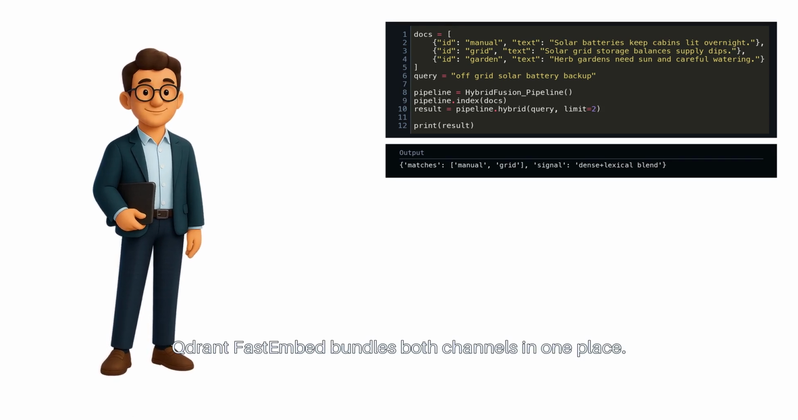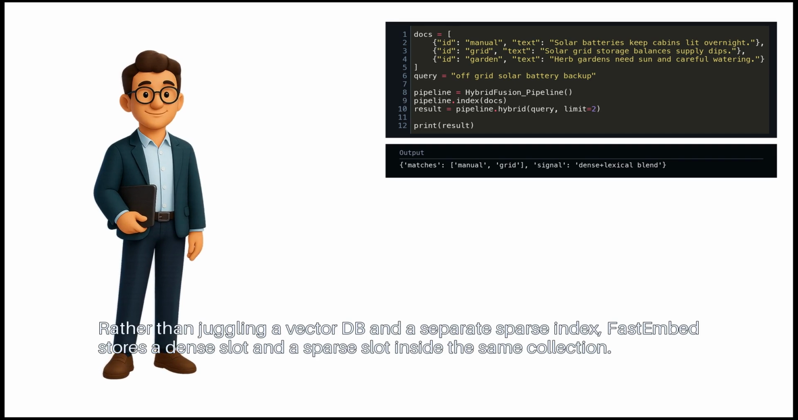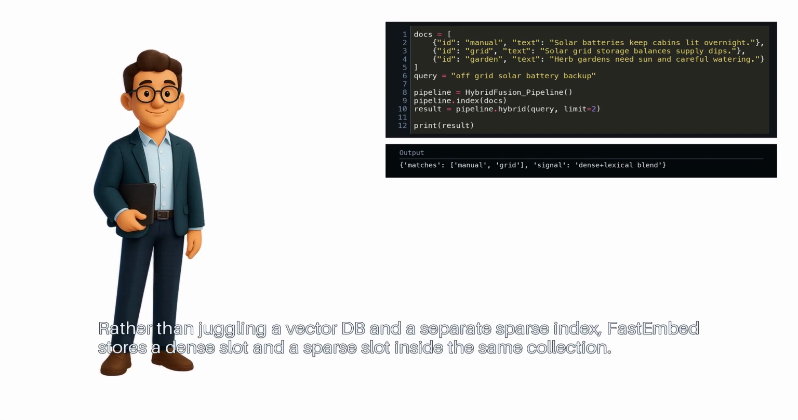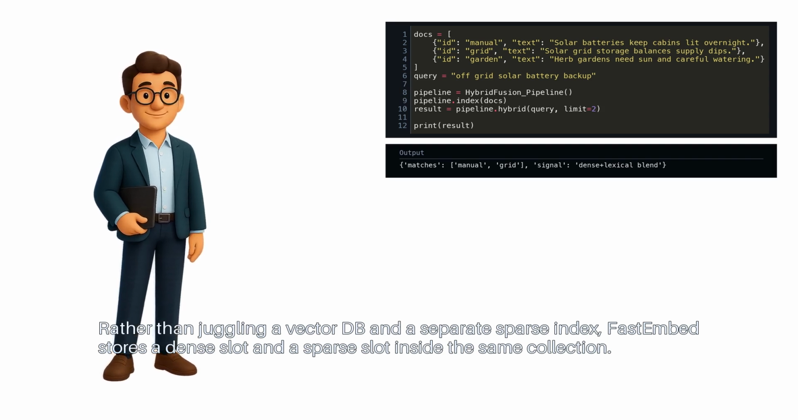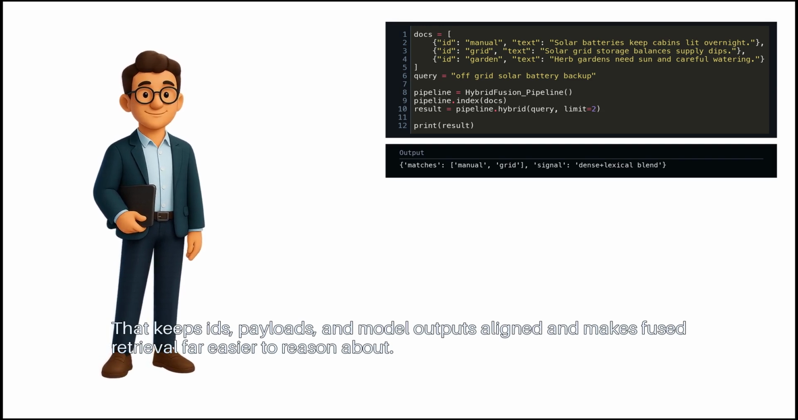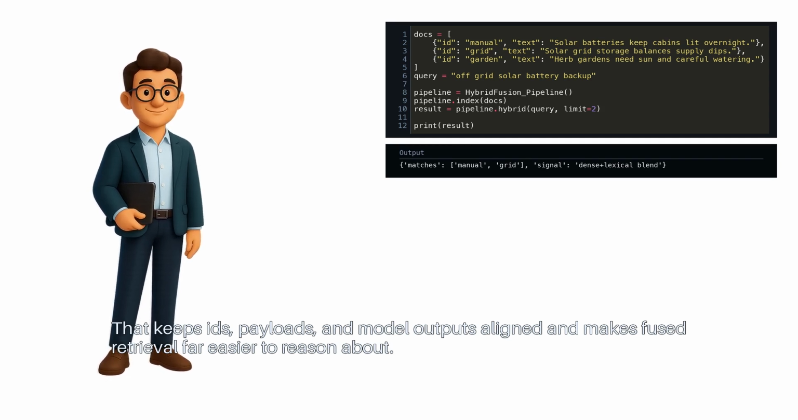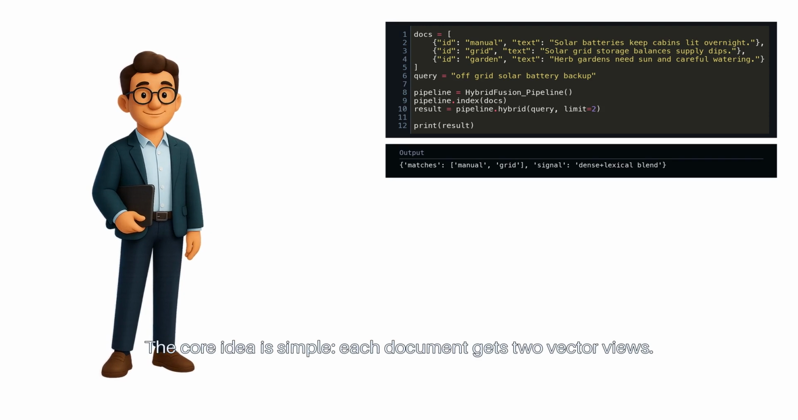Qdrant FastEmbed bundles both channels in one place. Rather than juggling a vector DB and a separate sparse index, FastEmbed stores a dense slot and a sparse slot inside the same collection. That keeps IDs, payloads, and model outputs aligned, and makes fused retrieval far easier to reason about. The core idea is simple.